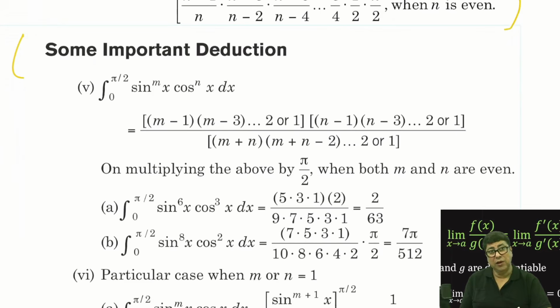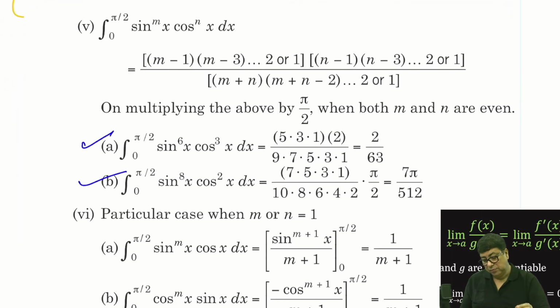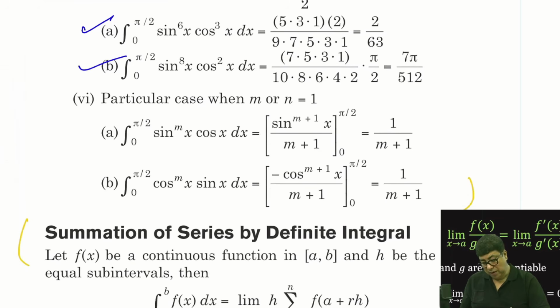Some important integrals. So 0 to pi by 2 sin to the power m x into cos to the power n x must be remembered. One example is here, and this example must be kept: 0 to pi by 2 sin to the power 6x cos to the power 3x, 0 to pi by 2 sin to the power 8x cos to the power 2x. This is a calculation regarding m and n.